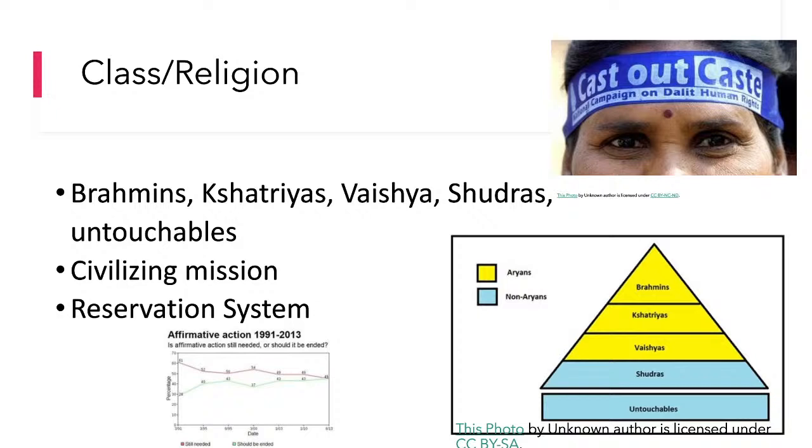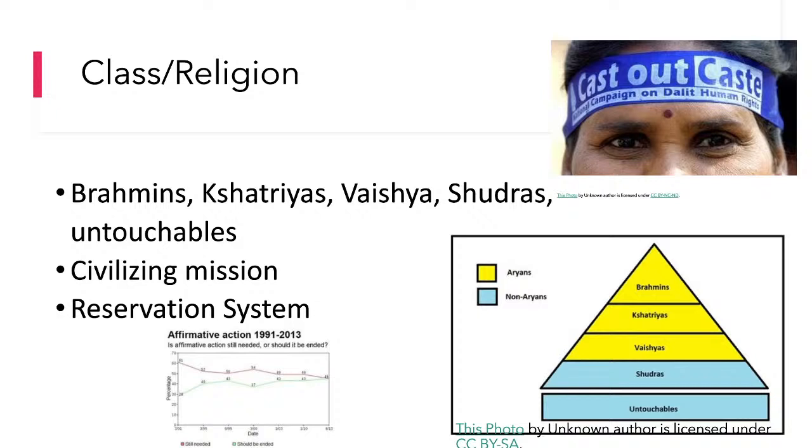In general, religious minorities like Christians and Muslims and the low castes, Shudras, and the untouchables were blocked from social mobility, from education, from jobs. If you're a Shudra, you might not be able to get into a school in India.